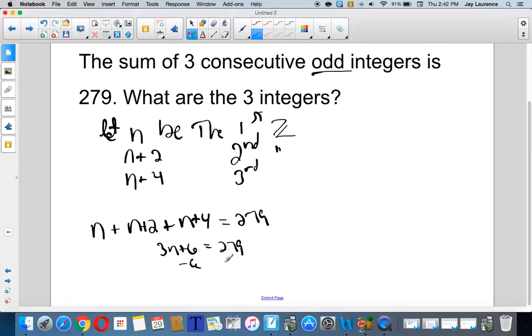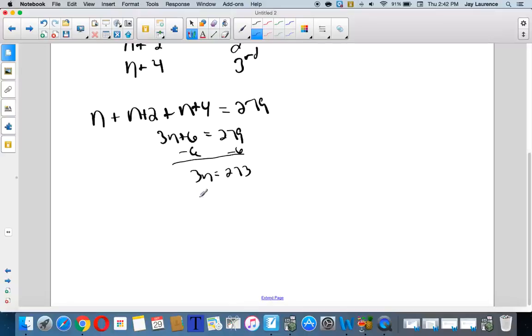Now over here, I'll combine like terms and get 3n plus 6, and that'll equal 279. I'll subtract 6 from both sides and get 3n equals 273. Now I've got to divide both sides by 3. And some of you will run for your calculators, but this is an easy one because I know that 3 goes into 27 9 times and 3 goes into 3 once, so the first integer is 91. The next odd integer would be 2 more, or 93, and the third odd integer would be 95.